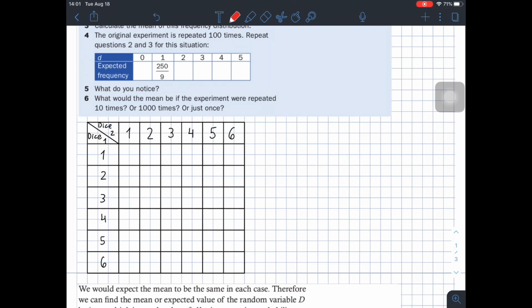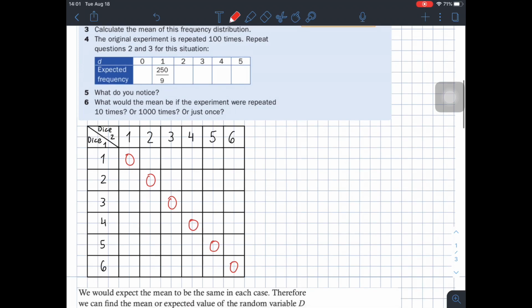So 1 minus 1 is 0. All of this diagonal must be 0 because we're getting the same result on the two dice. And then 2 minus 1 is 1. Then this is 2, 3, 4, 5. Then this is 1, 2, 3, 4, and 5. Then this would be 1, 2, 3, 4. 1, 1, 2, 3. 2, 1, 1, 2. 3, 2, 1, and 1. And finally 4, 3, 2, 1. Okay, so this is our sample space diagram.